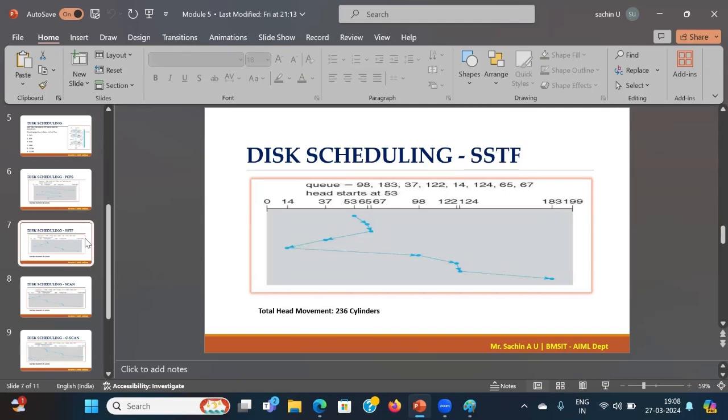Shortest seek time first. Okay, SSTF means what? It is shortest seek time first. Okay, what do you mean by the shortest seek time first?